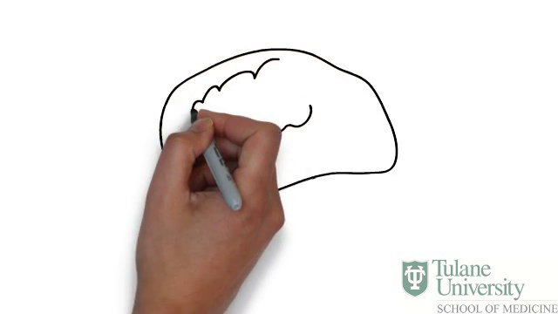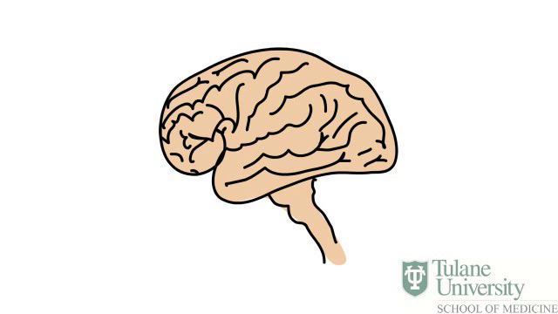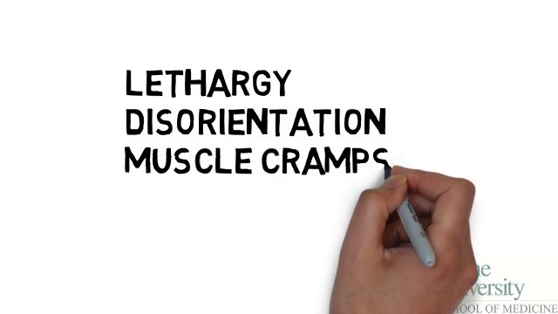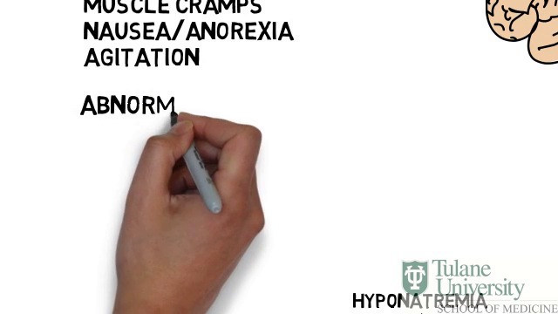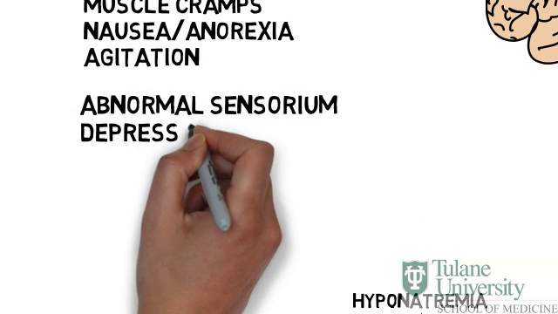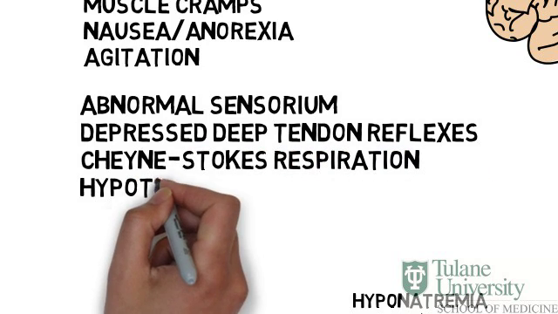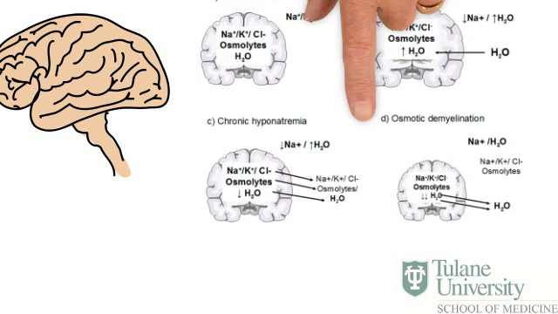So what are some of the signs and symptoms of hyponatremia? Most of the signs and symptoms tend to be neurologic in nature. And they include lethargy, disorientation, muscle cramps, nausea, anorexia, agitation, abnormal sensorium, depressed deep tendon reflexes, Cheyne-Stokes respirations, hypothermia, and seizures. So why do these problems actually occur?